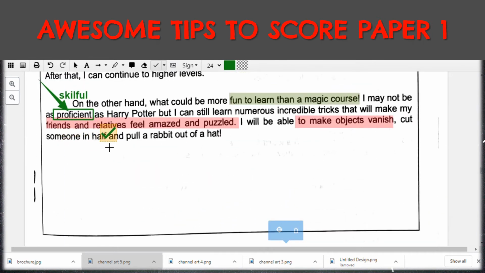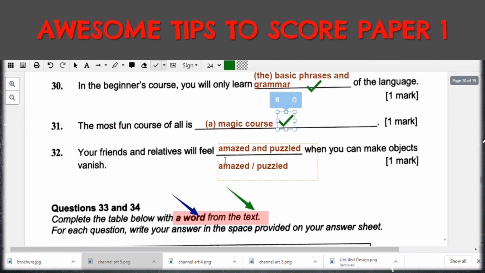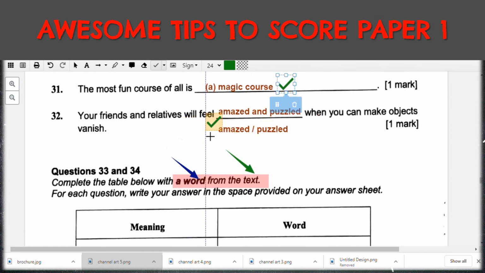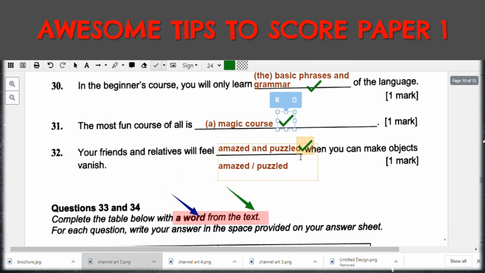See, friends and relatives. You can hear, I can still learn numerous incredible tricks that will make my friends and relatives feel amazed and puzzled. I will be able to make objects vanish that make them feel amazed and puzzled. So amazed and puzzled is the answer. So copy amazed and puzzled. Exactly, make sure you copy the spelling correctly and you paste here. Feel amazed and puzzled, correct.